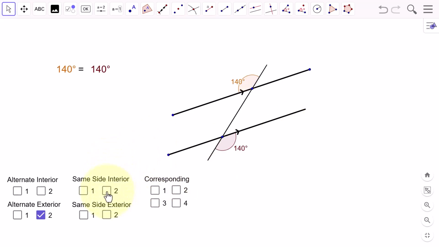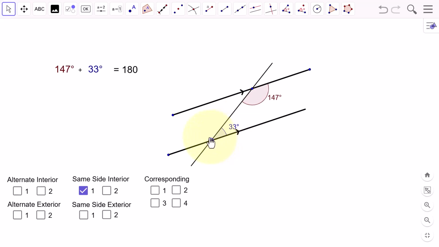Then finally, before we go, look at the same side interior angles. When you add the two interior angles of the parallel lines, for example, this 140 and this 40, you can see that when you add them, it will give us 180 degrees. This is another important formula you must not forget in this topic. Whenever you add these two interior angles, it will give us 180 degrees. So take note of that.